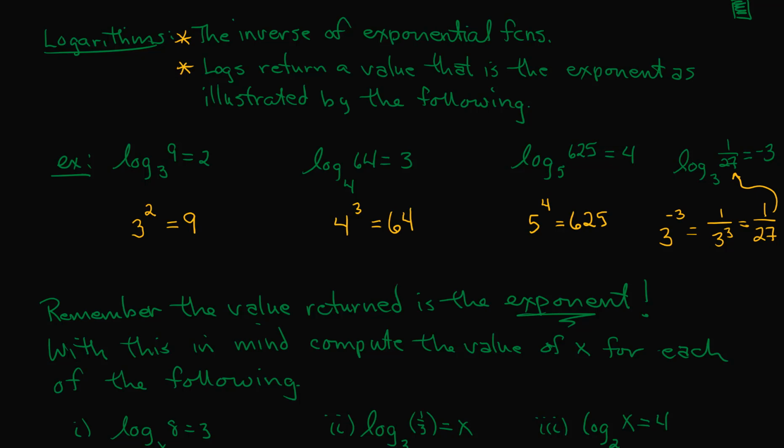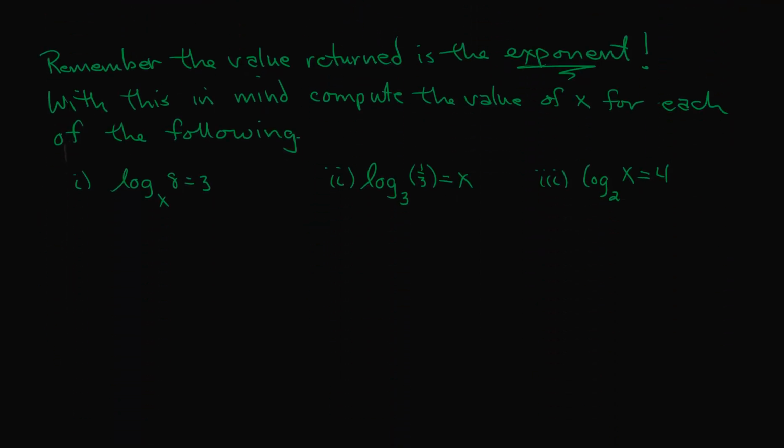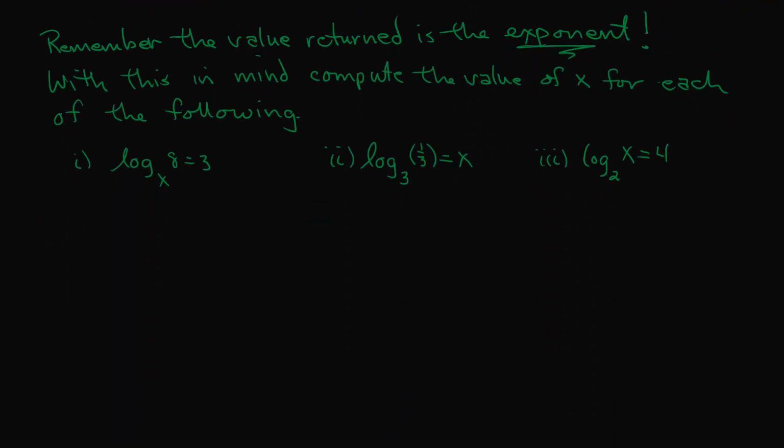Remember, with a log, you can get negative values out. You can get positive values out. The values most often will not be integers unless it's something that's been carefully designed to provide an integer result. Most values for logs are going to be some type of decimal value, and the log value, the right-hand side, is always the exponent. As we continue working with logs, keep in mind that the value that is returned is an exponent. With this in mind, let's compute the value for x in each of the following cases.